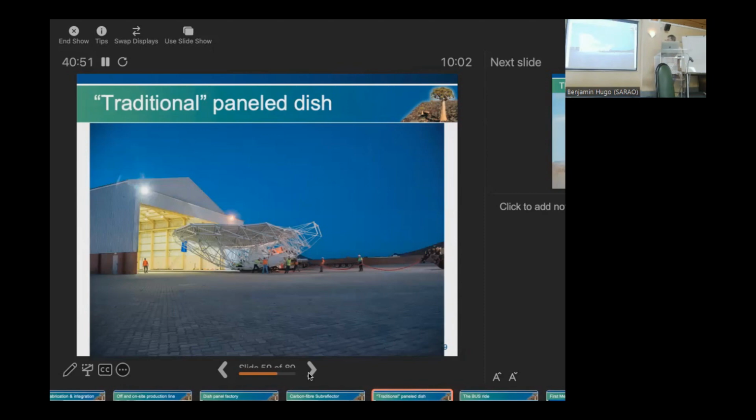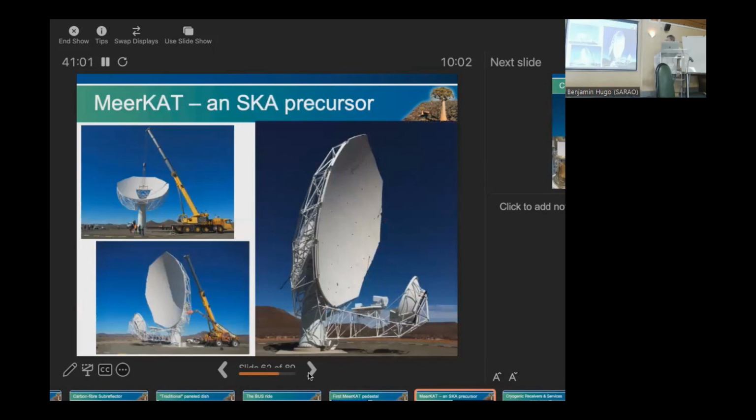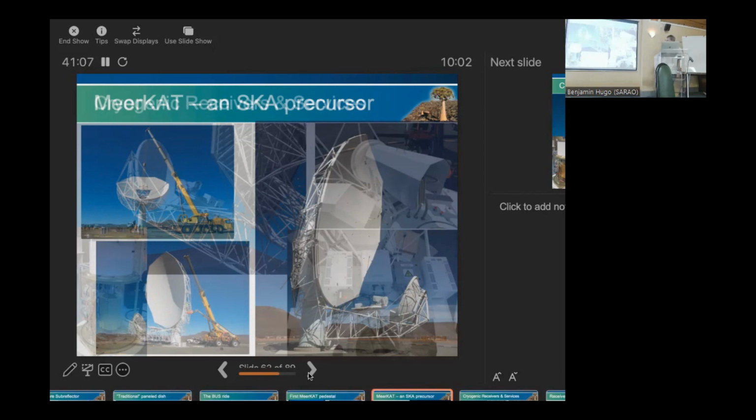The pedestal has come from Johannesburg, already built. It gets plonked onto the foundation, and then you get the big yellow crane and put the dish on. Do that 64 times, and that's how you have your array. So that's the first part of the architecture.